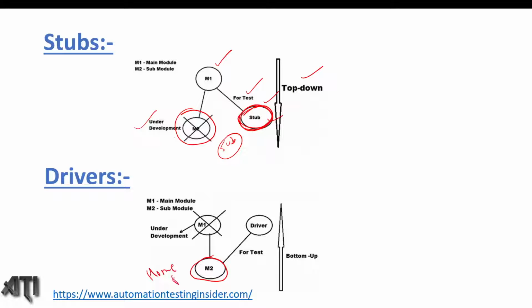This is our home page. The home page is already done, but our main module, which is the login screen, is not yet done. This is under development, the main module. So here the driver will act as the main module, which will provide the user ID and password for this home page. They will create one temporary program which will supply the user ID and password for this home page screen. So this is for test, right? This is the driver, right? So this is the bottom up approach, guys.